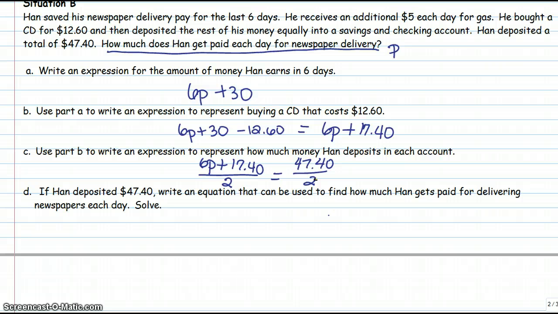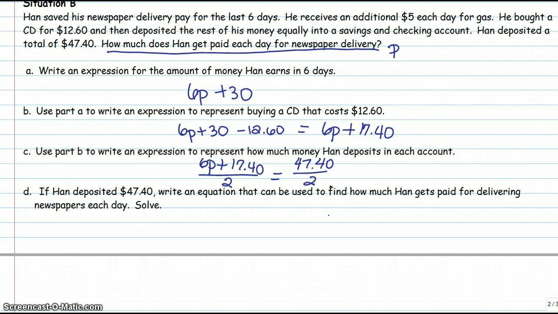Now, if Han deposited $47.40, write an equation that can be used to find how much he gets paid for delivering newspapers each day and solve. Well, this is our equation up above. Notice that both sides have been divided by 2.